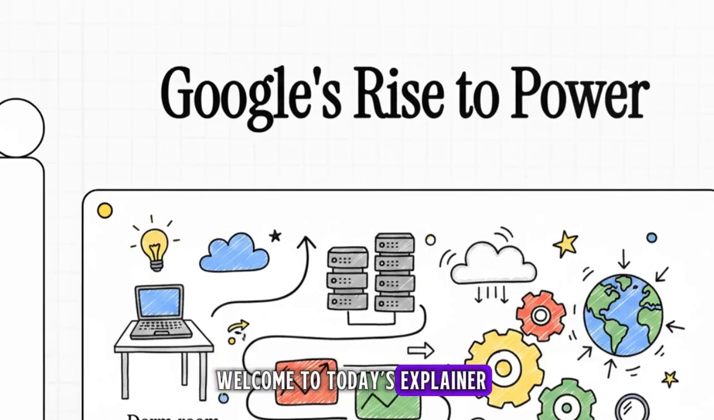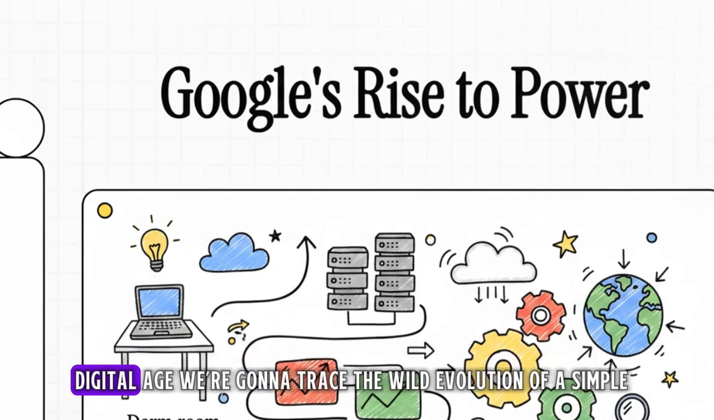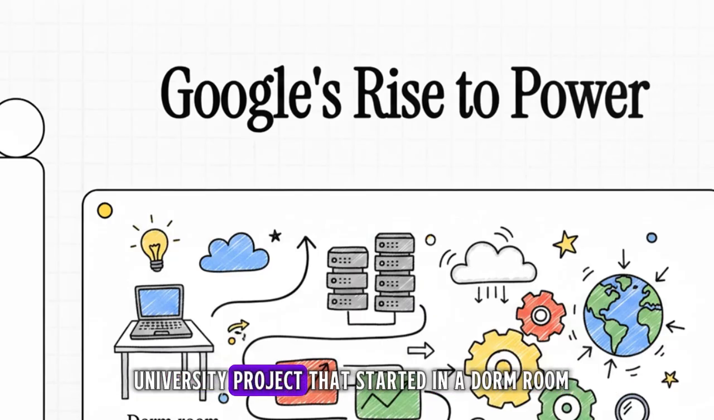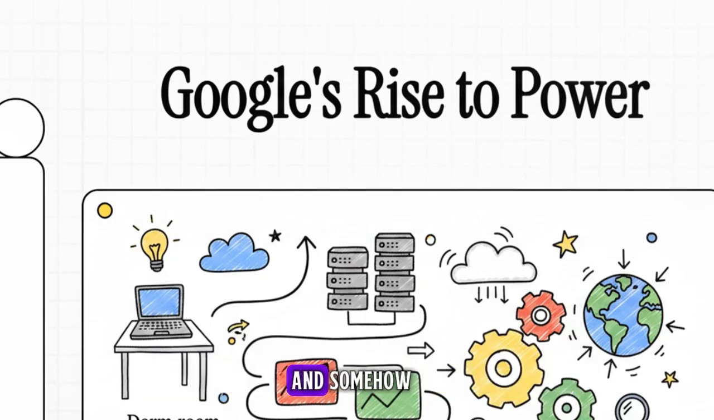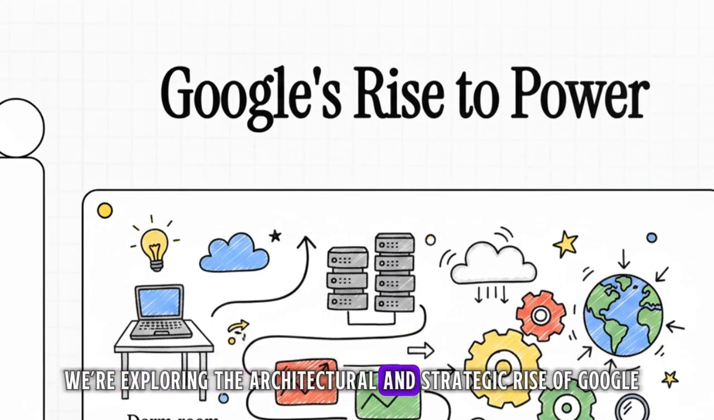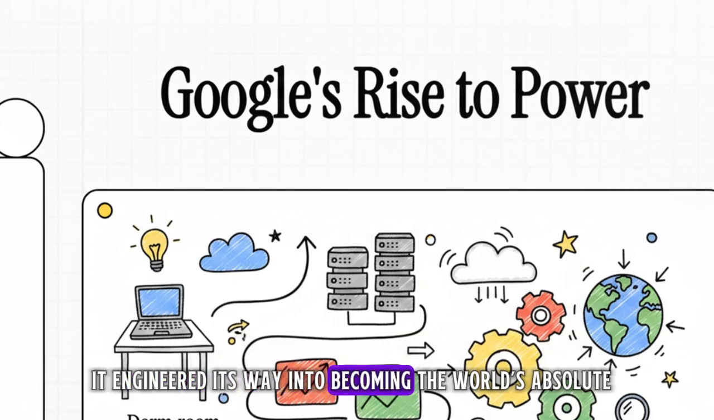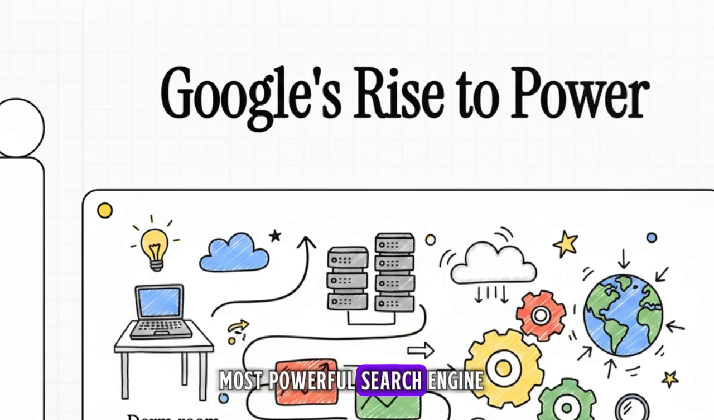Welcome to today's Explainer. We're jumping right into a story that literally defines the modern digital age. We're going to trace the wild evolution of a simple university project that started in a dorm room and somehow transformed into the digital infrastructure of our everyday lives. We're exploring the architectural and strategic rise of Google and how exactly it engineered its way into becoming the world's absolute most powerful search engine.